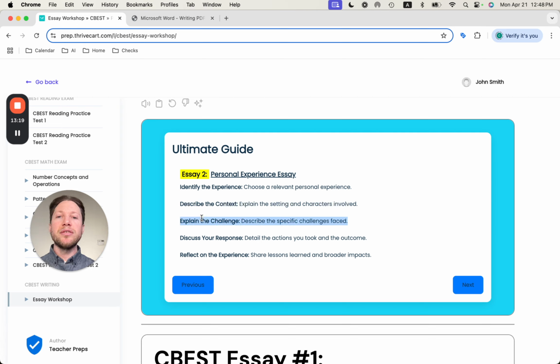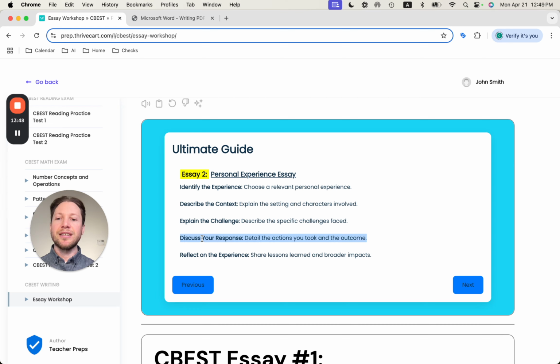Third, explain the challenge and really allow the test administrator to feel the pain or the challenge or the difficulty that you experienced, okay, so that they really understand it. And don't just say that you had a hard time reading or writing or doing the math or making friends or whatever the thing was, but say why that was. Go a level deeper. Your test administrator will appreciate your vulnerability and your openness to share such a thing.